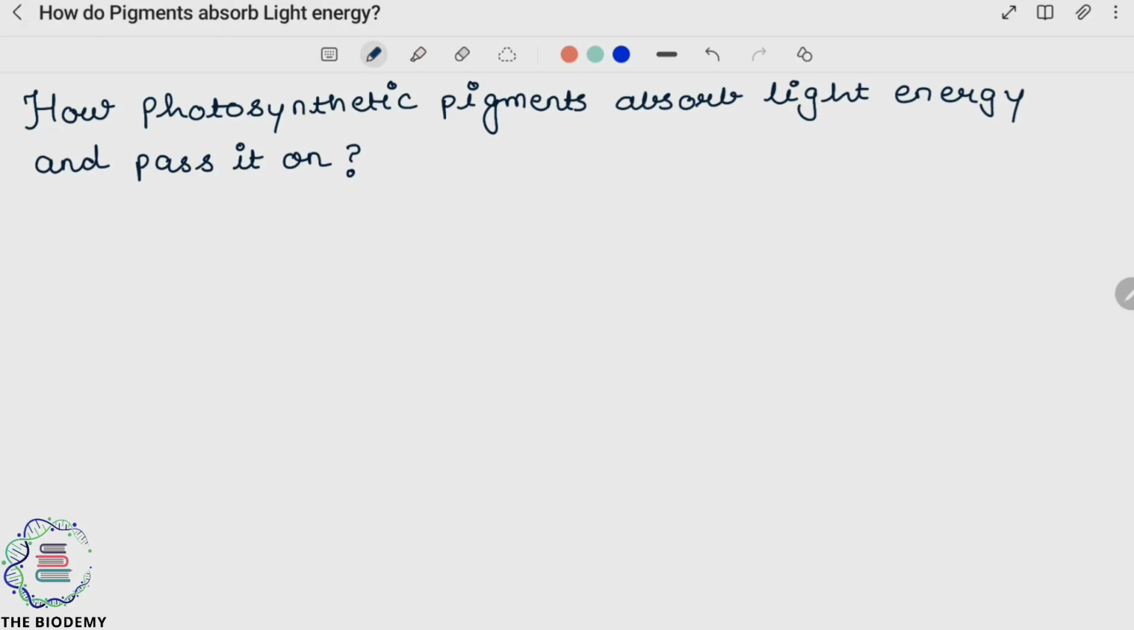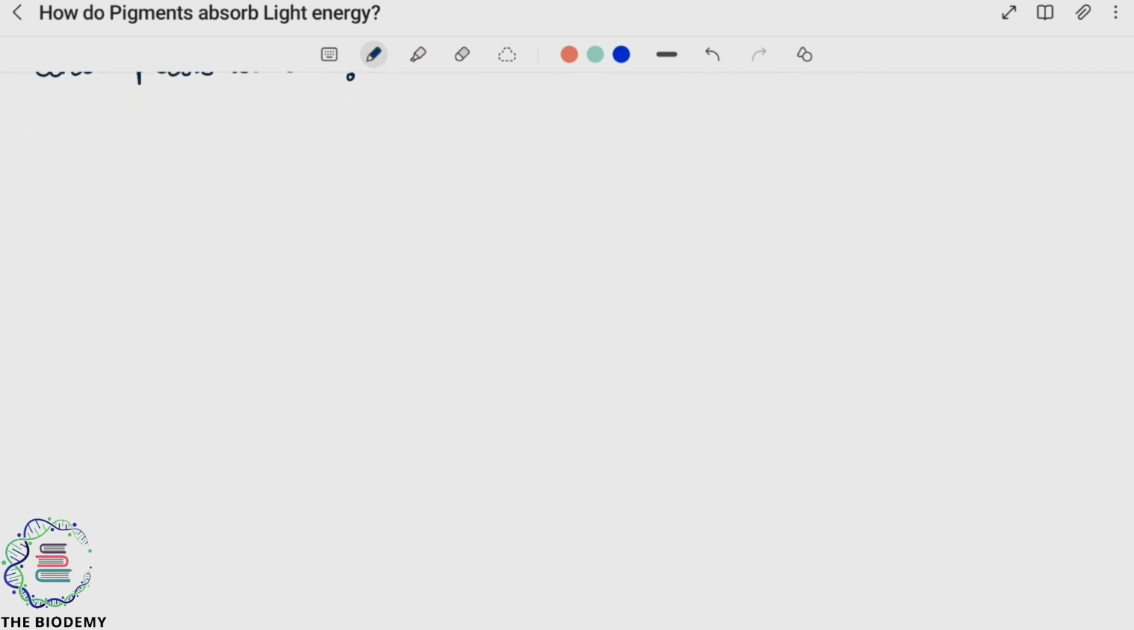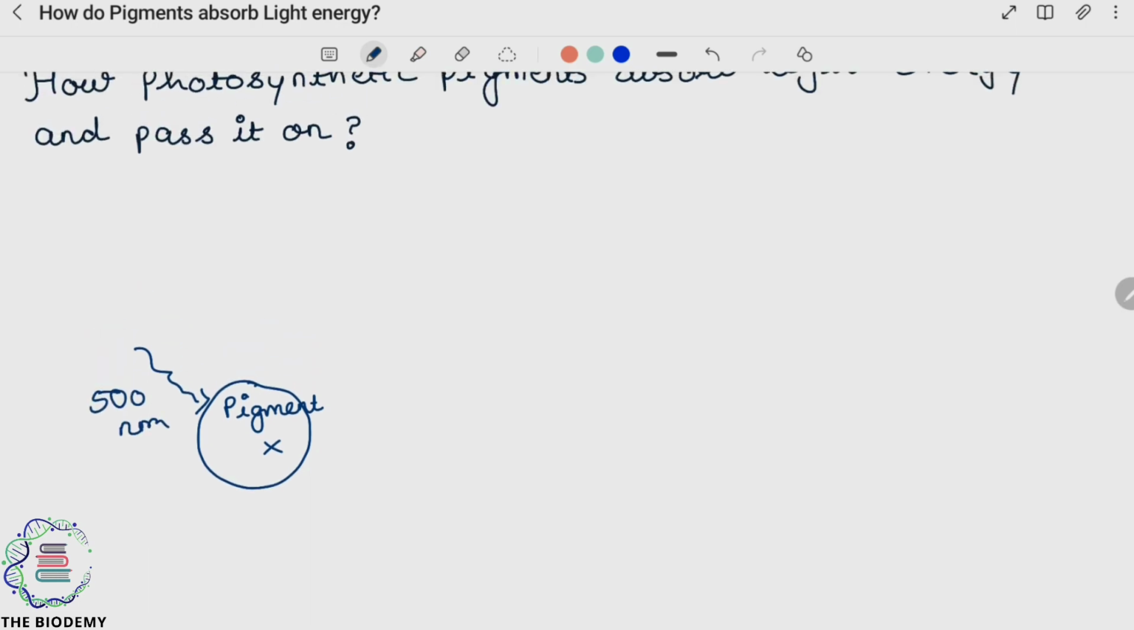Good morning, kids. So, what we are doing today is a very basic topic from photosynthesis, that is going to be how pigments, that is photosynthetic pigments, are absorbing light energy. Let's assume that we have this pigment that is going to be pigment X. This pigment X absorbs a light of 500 nanometer from visible region.